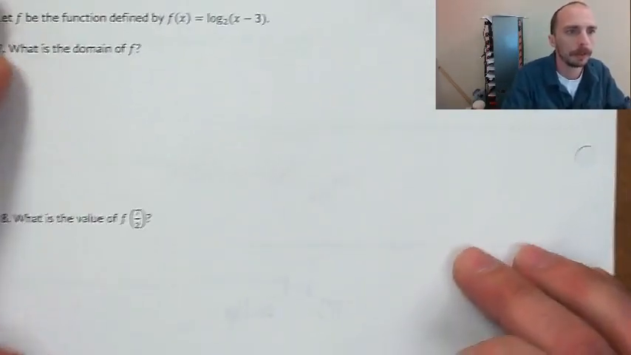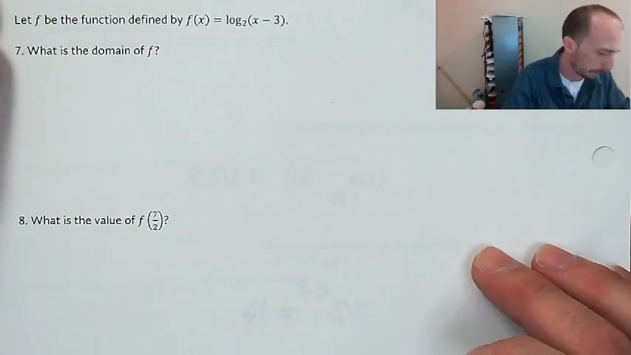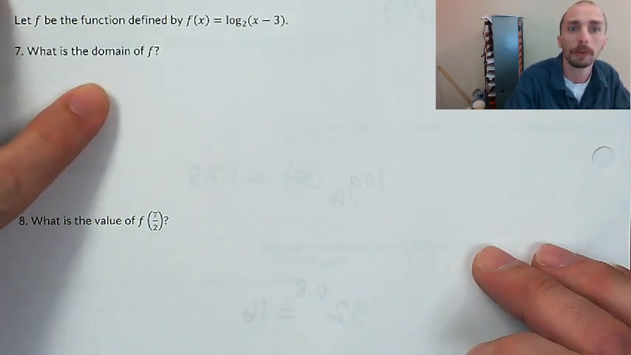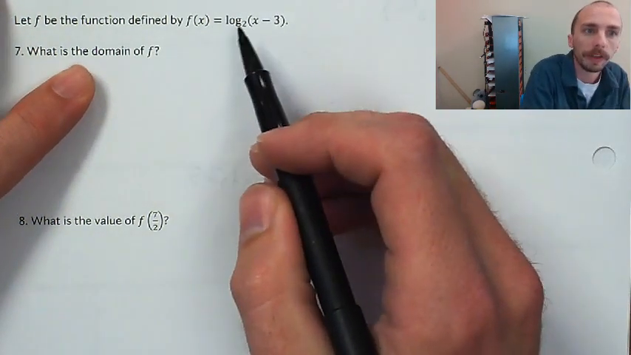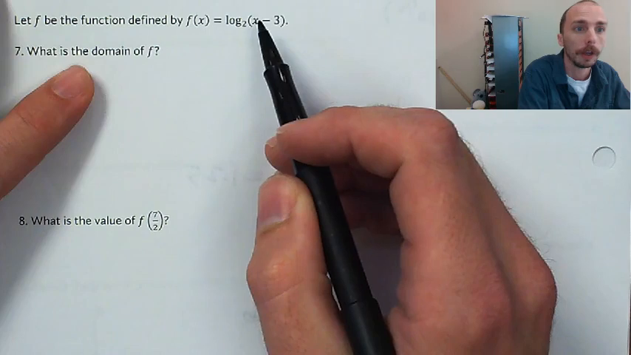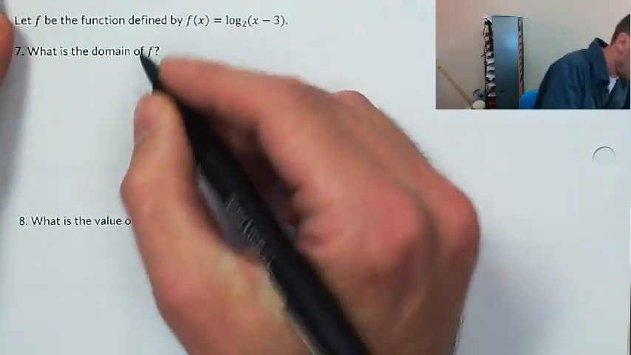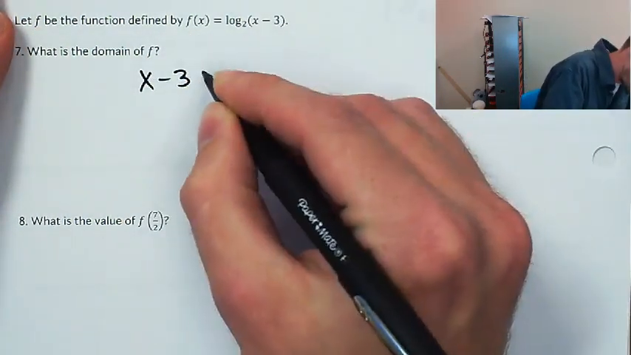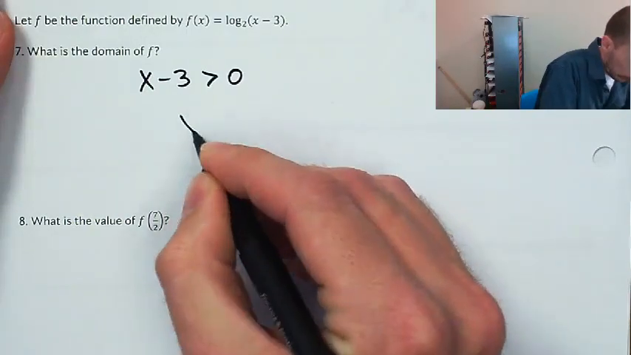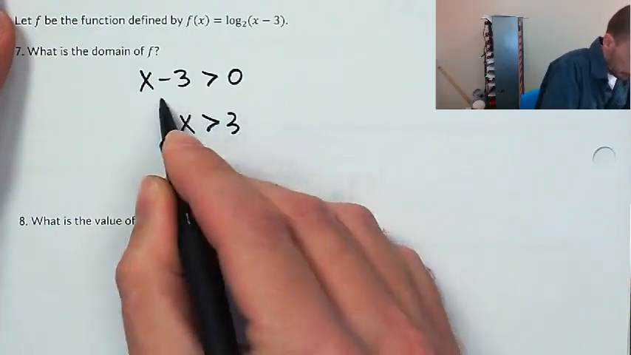All right, so the next one is going to prompt us with a log function. It's going to say, okay, start with what's the domain of f? Well, the thing that goes on the inside of the log has to be positive. So I'm going to grab this x minus 3, and I'm going to set it greater than 0. And then I'll solve for x, and I'll get x is greater than 3.